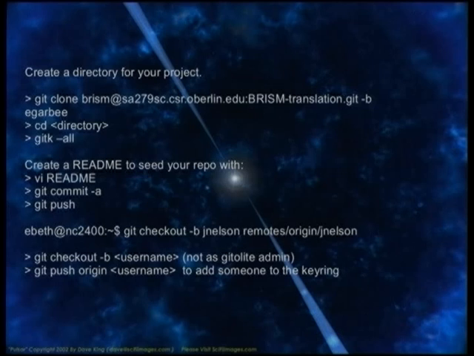And then this was the last piece, creating a directory for your project. So as you can see, Brism was the name of our code translation project, and sa279sc.csr.oberlin.edu was the secure stack in the chem lab that we were so graciously given space on. Yeah, and then git k-all, so you could actually look and make sure that it was what you were expecting when you were doing all this weird configgy stuff in a terminal. And then you create a README to seed your repo with, just something to get you started.